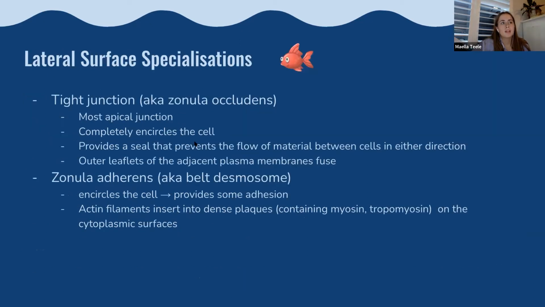Next up, we have the lateral surface specialization. So this is pretty much how each epithelial cell connects to the other. So we've got our tight junction, which also are interchangeably referred to as the zonula occludens, and they're the most apical junctions. So they completely encircle the cell and they provide a seal that prevents the flow of material between cells in either direction. So material can't flow from cell to cell when you've got a zonula occludens connecting the two.